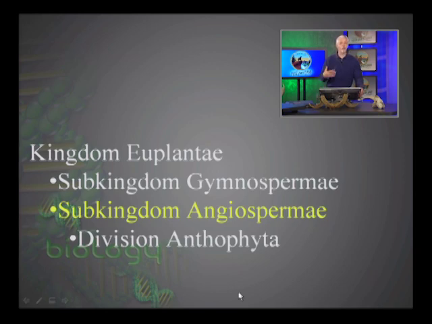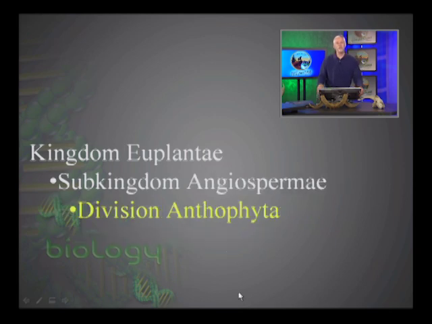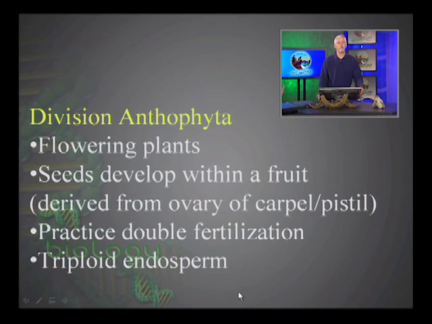So the Anthophyta or Angiosperms we're going to be using synonymously here, and those refer to the flowering plants. So we'll see some similarities in the life cycle with the conifers, but there are a couple of important differences. As we look at the division Anthophyta, these are the flowering plants, and again, seed-producing plants. And here the seeds will develop within a fruit. And the fruit is derived from the ovary of a flower, and we'll talk more about that in a second.